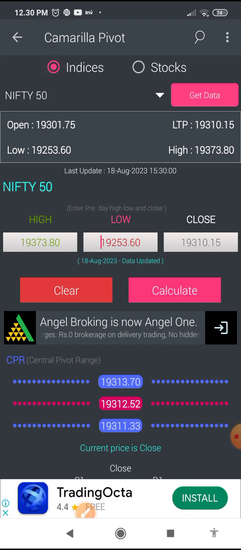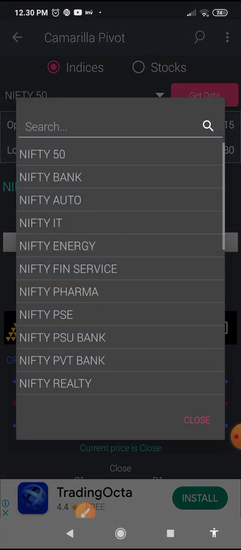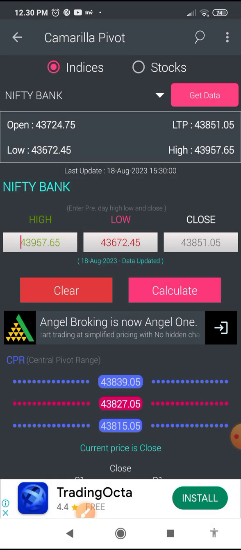So let me see whether we can get it for Bank Nifty. When I tapped on that arrow beside Nifty 50, I got Bank Nifty, Nifty Auto, Nifty IT, Nifty Financial Services, and so on. So suppose I tap on Bank Nifty. Now, when I say get data, it will get the high-low close of Bank Nifty on 18th August.